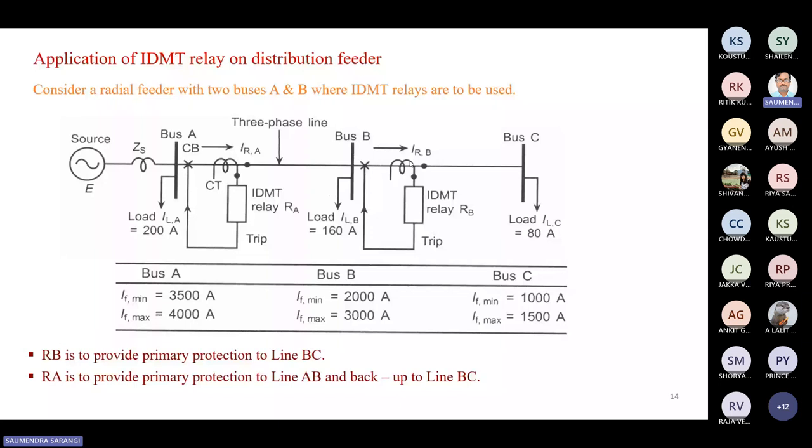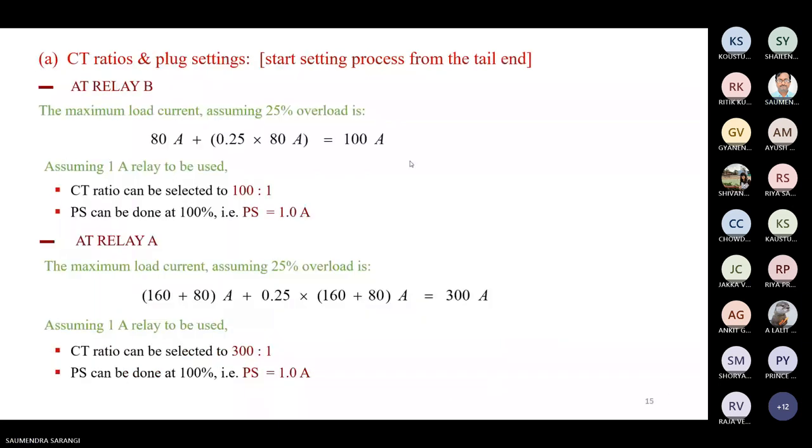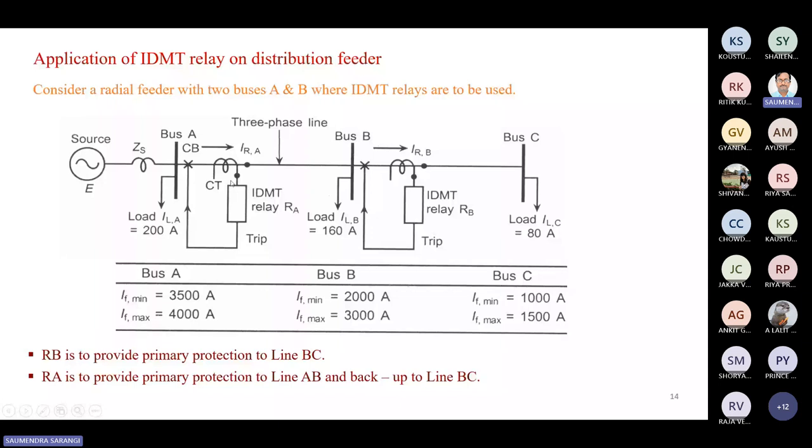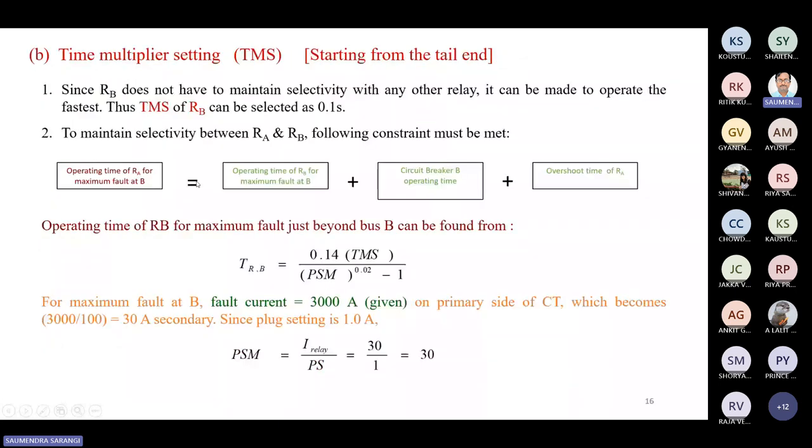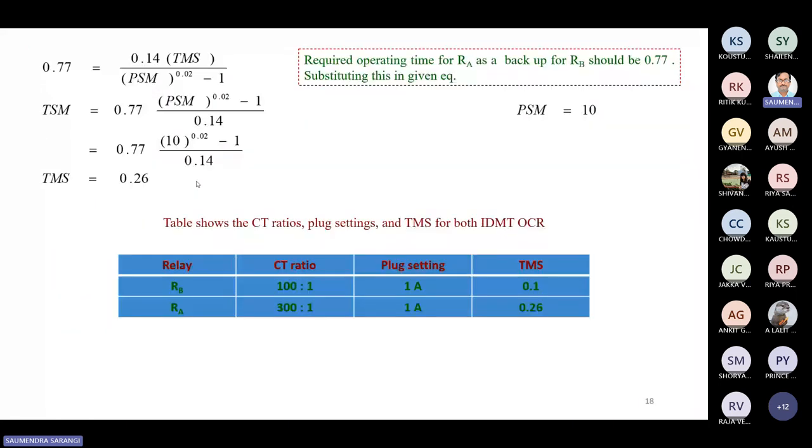Then after that, we have to go for the time calculation for the second relay, that is called the backup relay. Once you have calculated the time of operation for this relay, this relay operating time as well as circuit breaker operating time plus some overshoot will be the minimum time of operation for this relay at A. After you calculate this, for the same fault current you put here, you will calculate the TSM of this one. And finally, you have to prepare a report like this on what the time of operation should be.